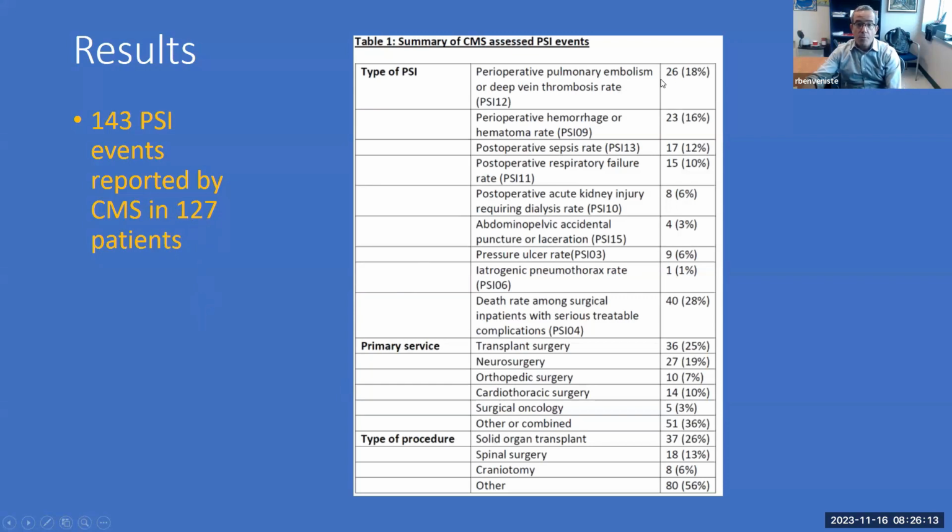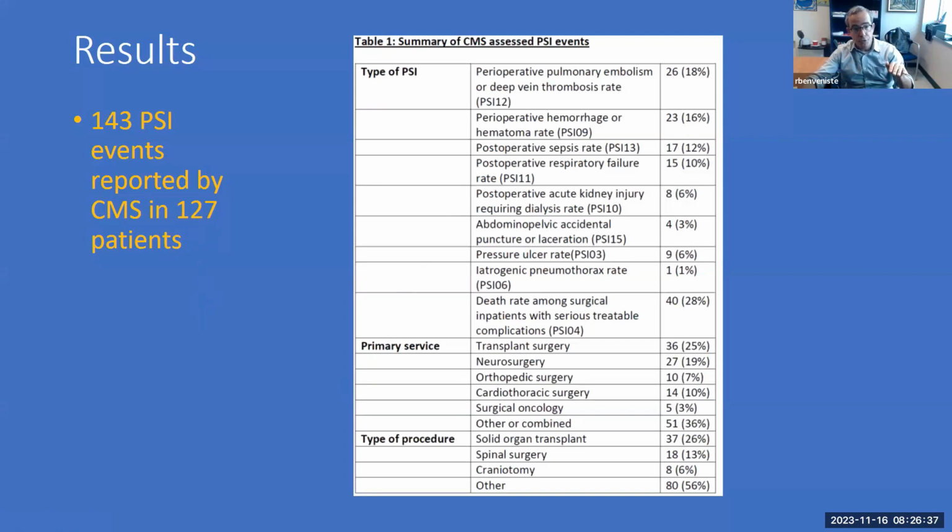Most common were pulmonary embolism or DVT. Perioperative or postoperative hemorrhages were also relatively common. Sepsis, respiratory failure, which just very briefly is defined as either reintubation after the patient was extubated following surgery, or unplanned prolonged intubation for more than 96 hours after an operation.